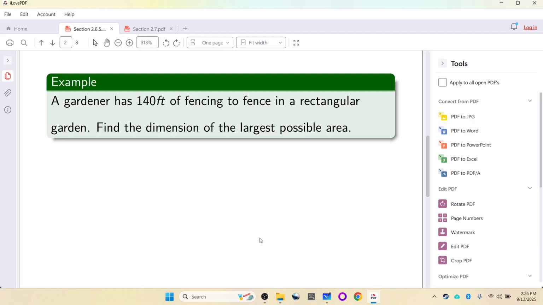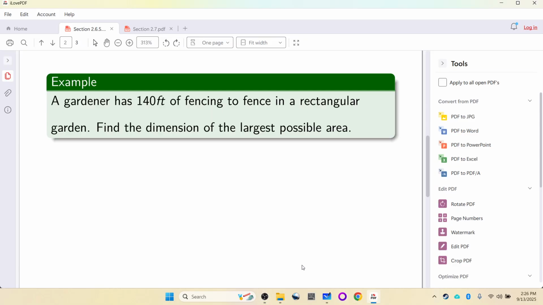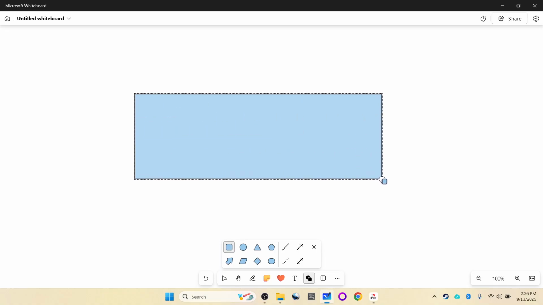A gardener has 140 feet of fencing to fence in a rectangular garden. Find the dimensions of the largest possible area. Let me make sure I'm recording. Yes, I am. All right. So, what's happening here? We have 140 feet of fence, and we're making a rectangle. So, I'm going to go ahead and draw a rectangle, and I'm not going to worry about it being to scale because I don't know how long it is yet.